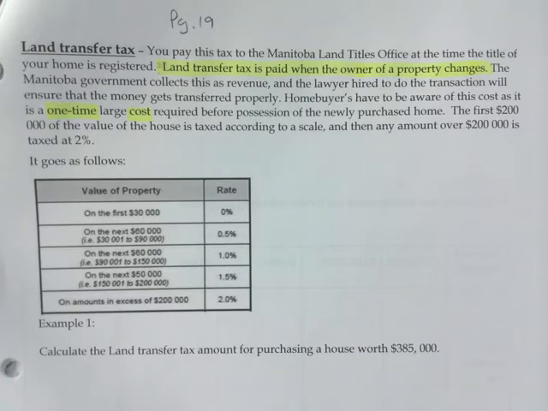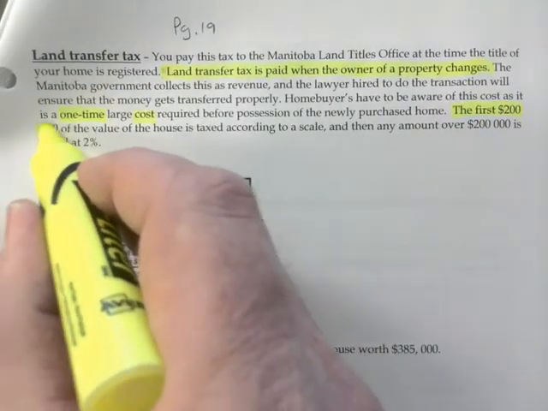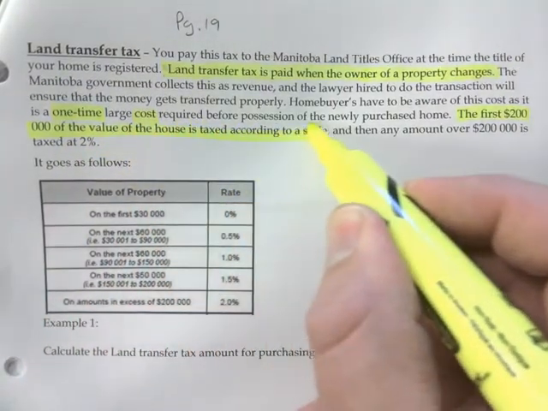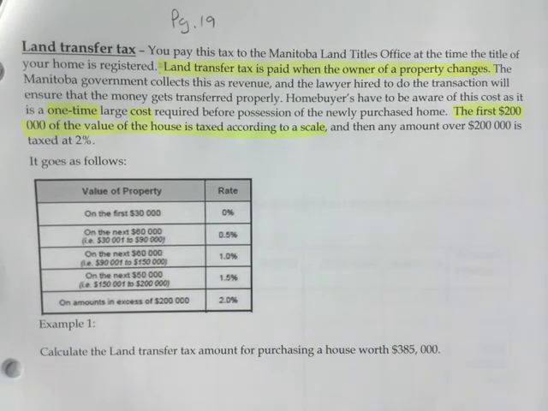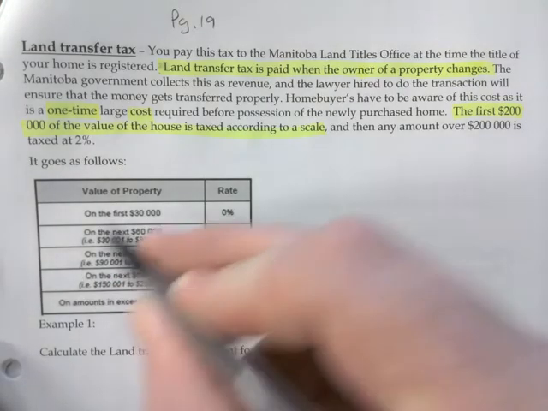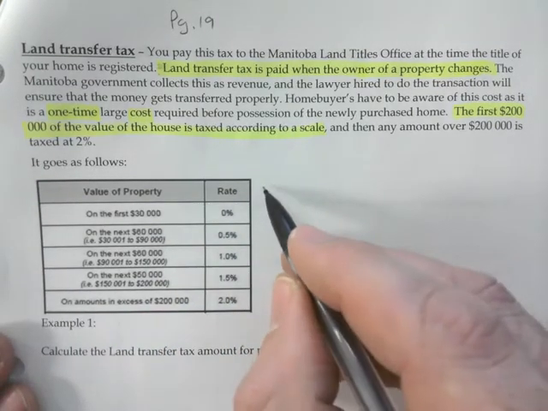The first $200,000 of the home is taxed according to the scale. I will highlight that too. First 200,000 is taxed according to this scale here. Anything over is taxed 2%. Now, write this down, okay? This table is always going to be provided to you, so you don't have to worry about having this on your study sheet.